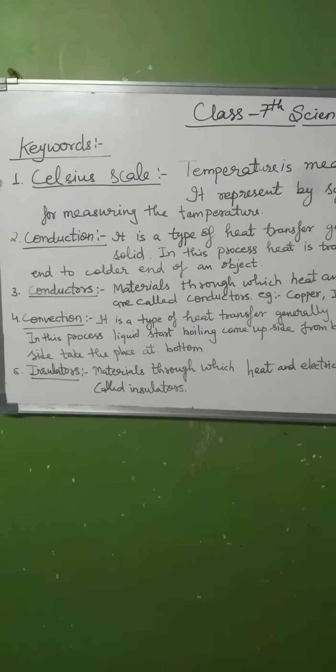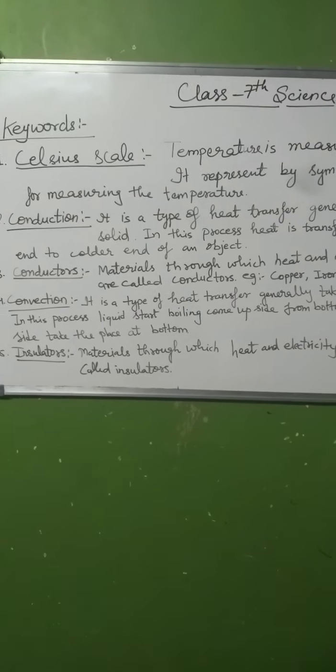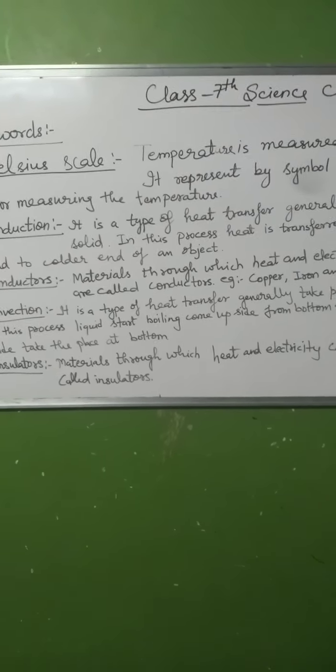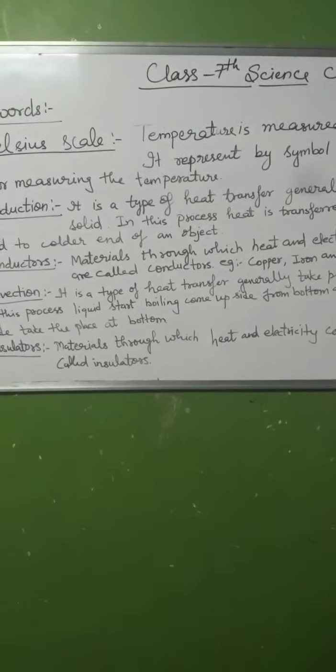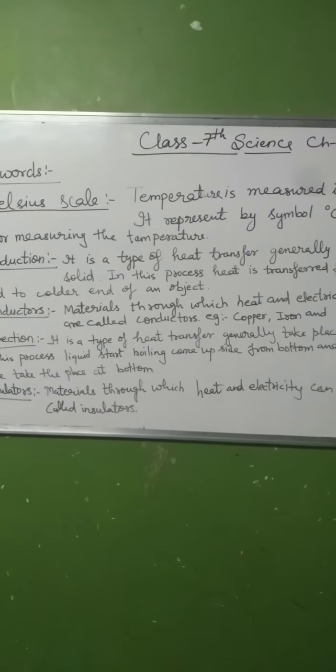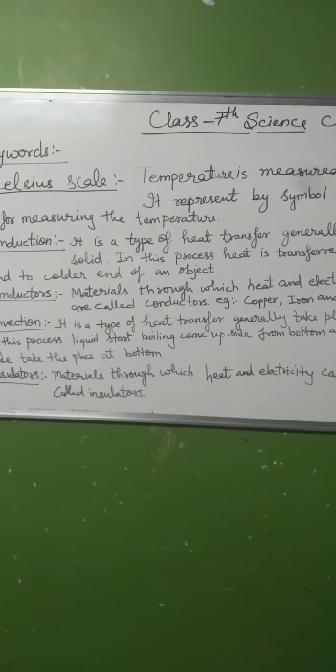The fifth one is insulator. So you know it very well. The materials and the substances through which heat and electricity cannot pass are called insulators. The examples are wood, plastic, rubber, etc.